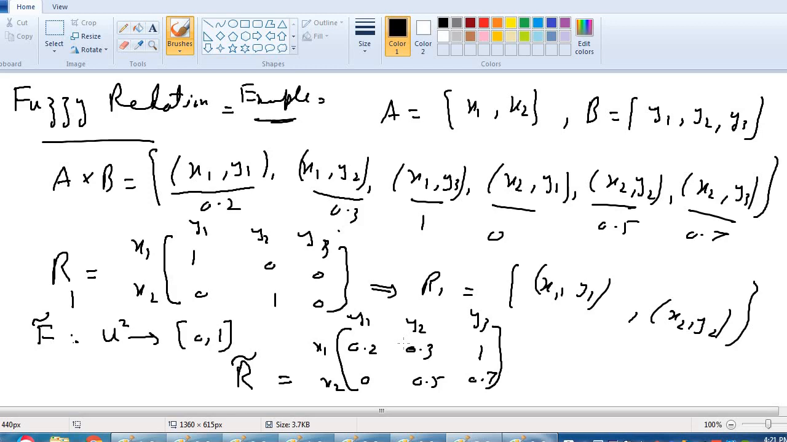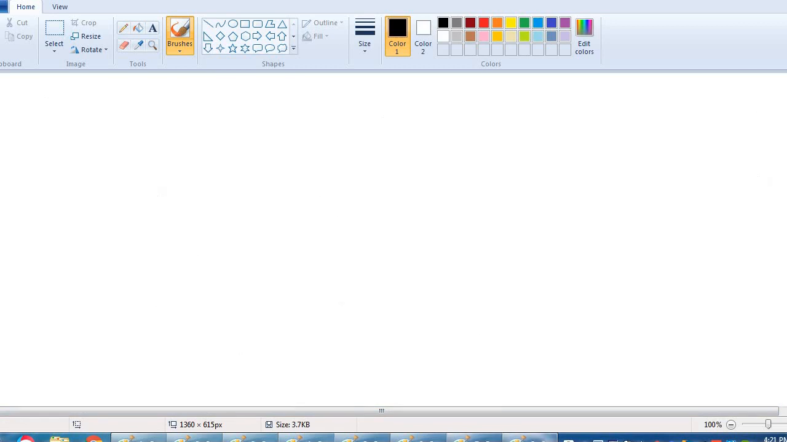In fuzzy relations, we are just dealing with the numbers between 0 and 1: 0.2, 0.3, 0.5, 0.4. We are dealing with these types of numbers. Then we say that it is a fuzzy relation. For example, we take one more relation and solve it.